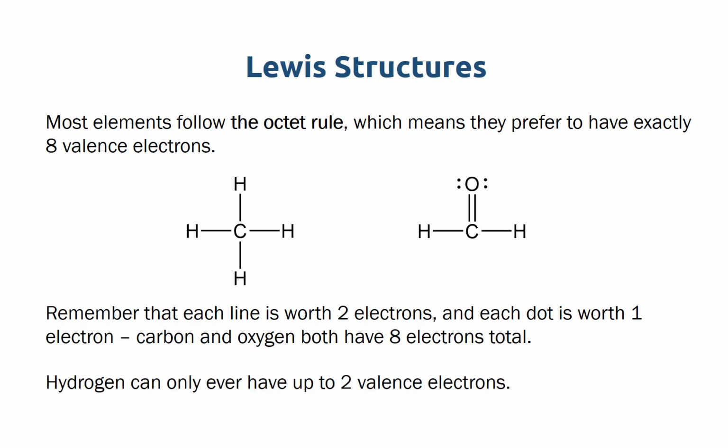Hydrogen can only have up to 2 valence electrons, however. If we look at hydrogen on the left molecule, you can see that each hydrogen has 1 bond and no lone pairs, which means it only has 2 electrons. This is because it has a very small valence shell and cannot accommodate more than 2.